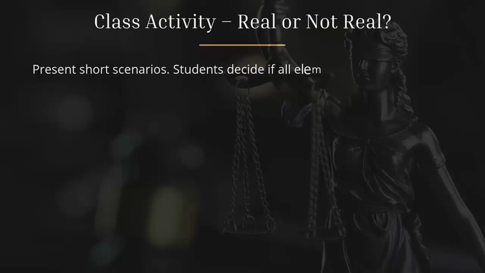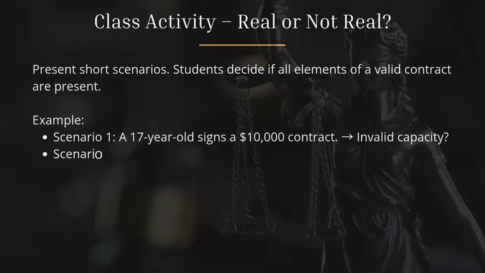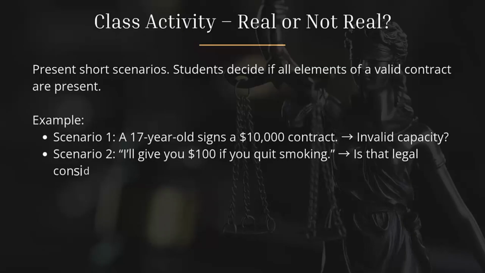Class activity, real or not real. Present short scenarios. Students decide if all elements of a valid contract are present. Example, Scenario 1, a 17-year-old signs a $10,000 contract, invalid capacity. Scenario 2, I'll give you $100 if you quit smoking. Is that legal consideration?